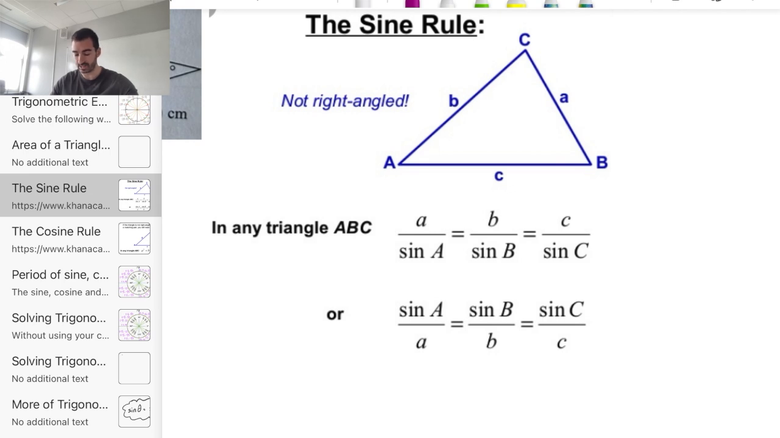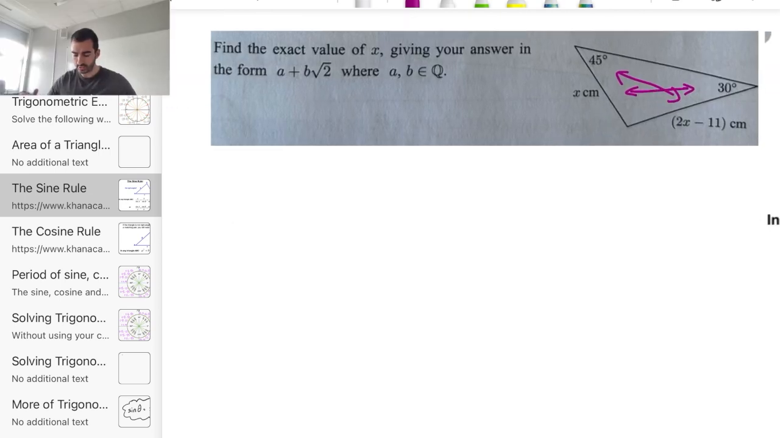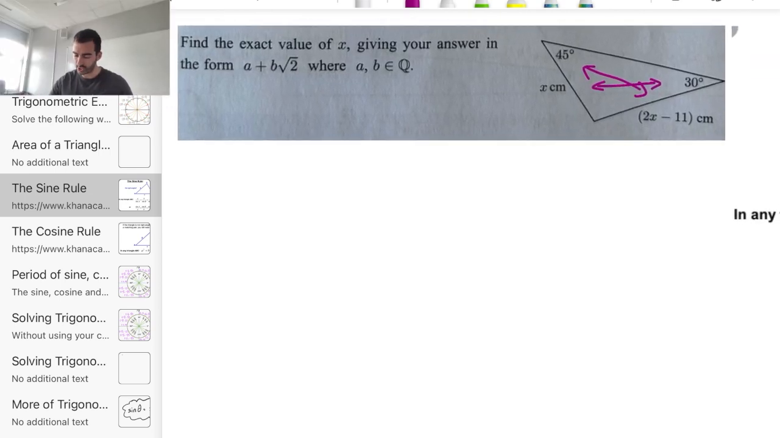Side A divided by sine of angle A is equivalent to side B divided by the sine of angle B, is equivalent to C divided by sine of the angle C. So in this question, I'm going to write down the ratios of the information that we are given. So for example, I have x divided by the sine of the opposite angle, 30 degrees, so sine 30 degrees, and that is equivalent to the side 2x minus 11 over the sine of 45 degrees.